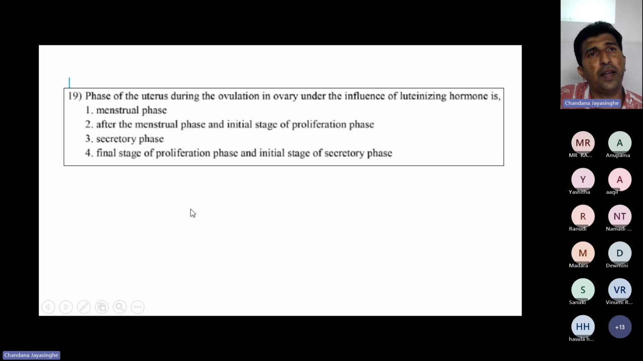Under the menstrual cycle, 2 changes occur. One change occurs inside the ovary due to the FSH and LH hormones. Then other changes occur inside the uterus due to estrogen and progesterone. Right? You should be quite familiar with the graph itself. Right? So what is the answer for the 19th, the fourth one?